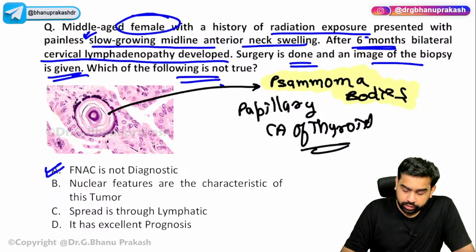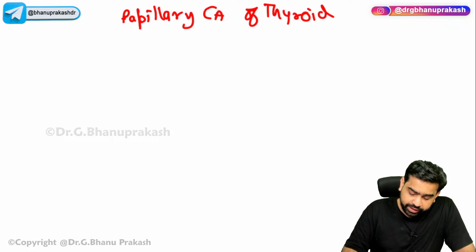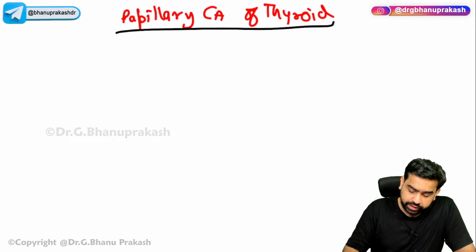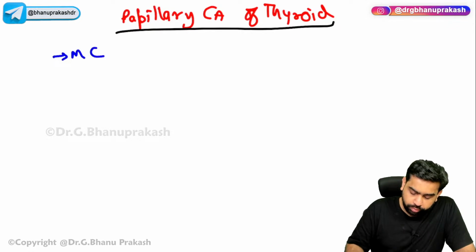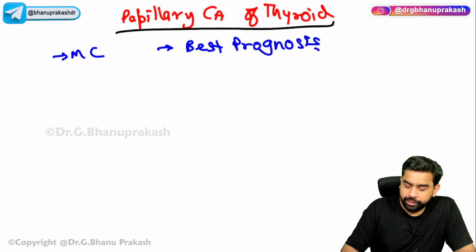Okay, now let's talk a few of the points about your papillary carcinoma thyroid. If I ask you, what is the most common thyroid malignancy? Yes, I hope that you're answering that it is papillary carcinoma thyroid. So this is the most common. This is also the one which is having the best prognosis.